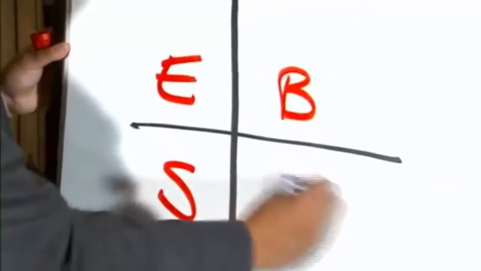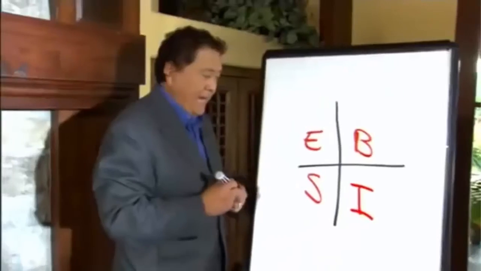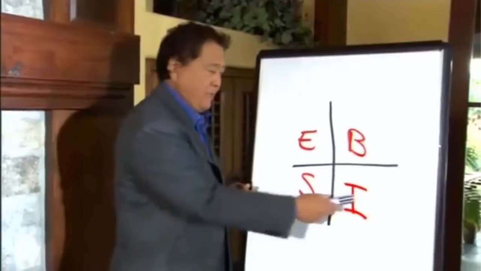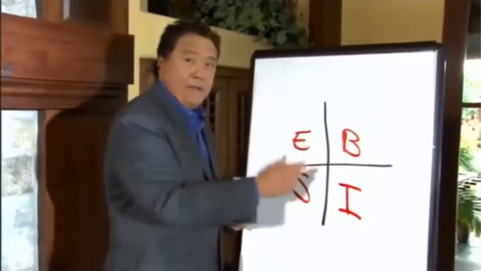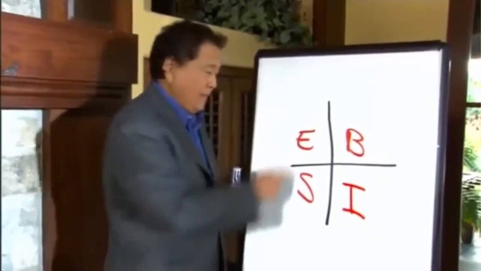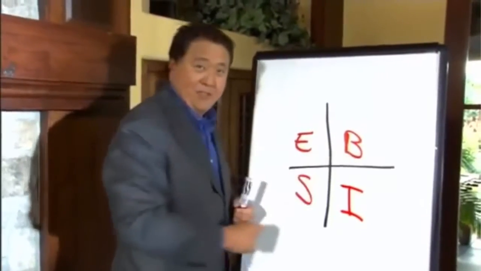And then the fourth of the quadrant is the I, and I stands for investor. These are people who have money work hard for them. These people have people work hard for them. And these are the people that work hard for the rich.